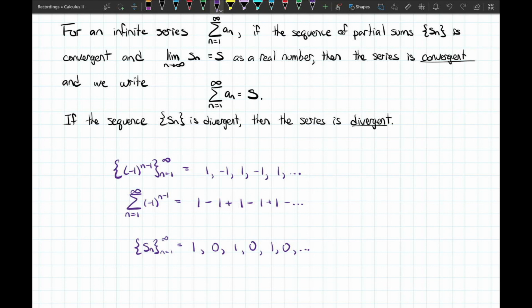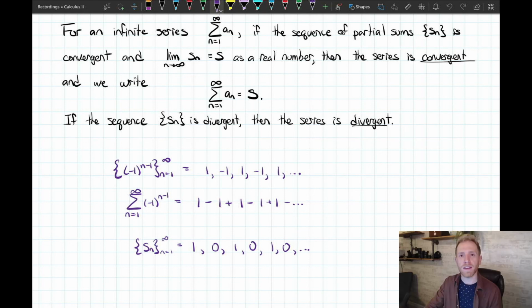If we take the limit of this particular sequence, then we'll see that we can never make this sequence get closer and closer, or as close as we desire, to some real number by taking n sufficiently large. We cannot let this sequence get as close to 1 as we like, since it's always going to flip back to 0 on the next term. And we can't let it get as close to 0 as we like, because it always flips to 1 on the next term.